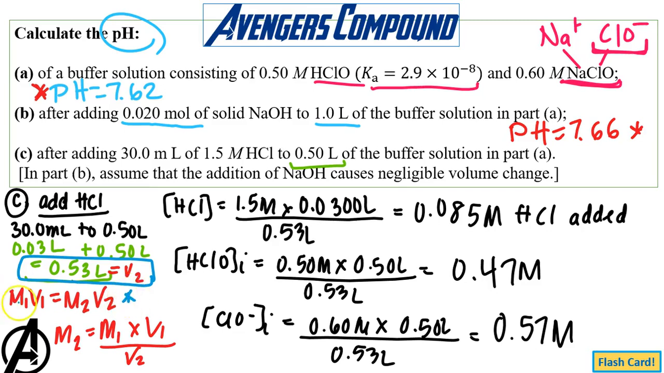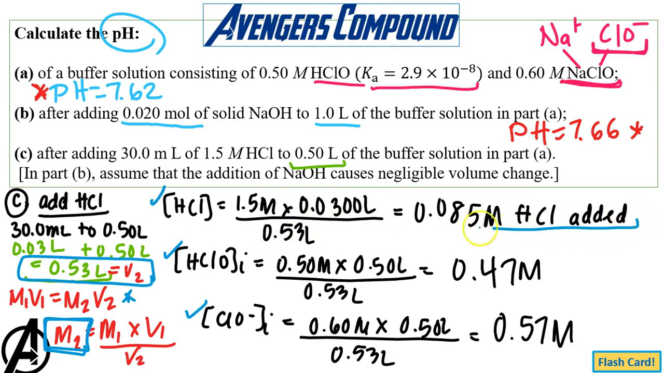Using the dilution equation, M1V1 is equal to M2V2, if I solve for my second molarity, I can get the concentration of HCl added. I can get the new initial concentrations of HClO because that volume change is going to change the overall concentration. And then, of course, I can still get the same for the conjugate base. So I would just set up this overall equation here. Molarity 1 times the volume 1 divided by the volume 2 is going to give me molarity 2. And so for HCl, I have 1.5 molar that I started with times 0.0300 liter that was given divided by the total volume.